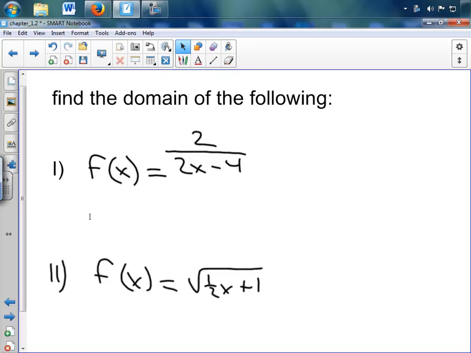Find the domain of the following. Again, the domain is all your x values, your inputs, okay? We have a restricted domain when we have a fraction or a radical, correct?